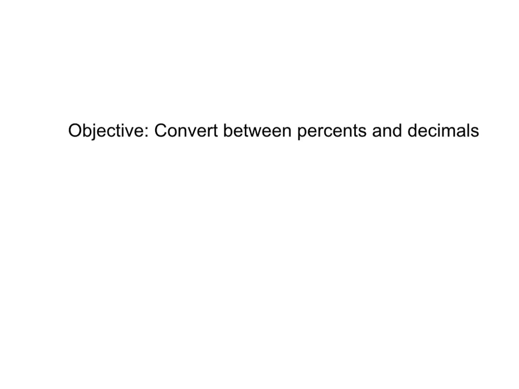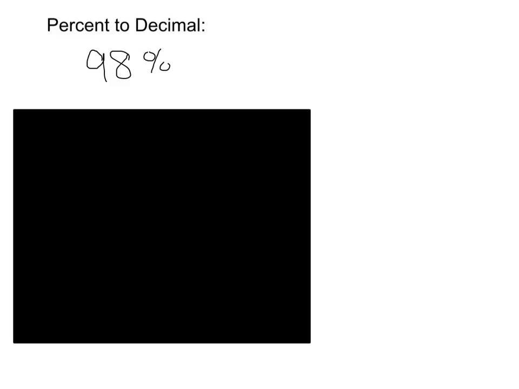The objective of this lesson is to convert between percents and decimals. First, we're going to convert from percents to decimals. Here we have 98%. As you know, a percent is always a ratio out of 100. So what 98% really means is 98 out of 100. So I can write 98% as the fraction 98 over 100.